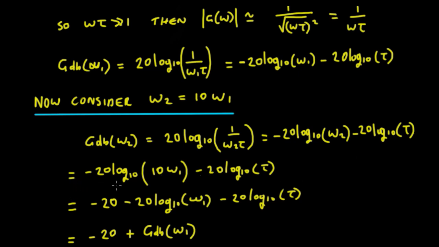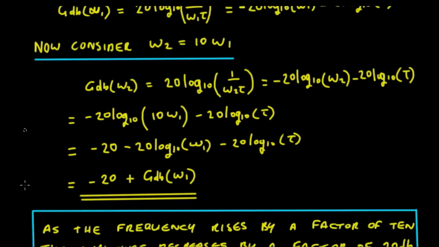So that's going to equal minus 20 log to the base 10 of, now omega 2 in this case is going to be 10 times omega 1. So again from logarithms that's going to be equal to minus 20 log to the base 10 of omega 1 minus 20 log to the base 10 of tau. So we've already worked out this term here is going to be a value of minus 20, and the rest of it here is going to be the gain in dBs of our value of omega 1, which is just this full section here.